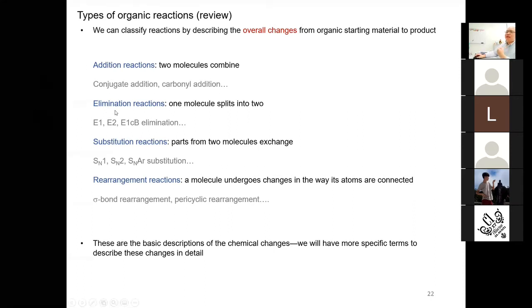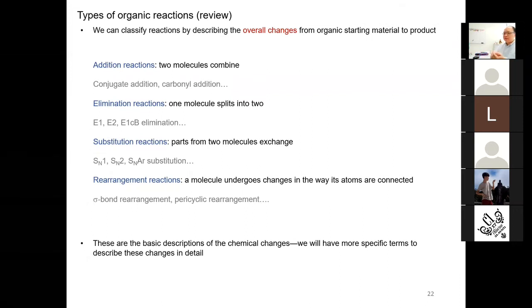Then the second one, elimination, is the opposite of addition. At the starting point, you have one molecule. At the end, you have two. Then substitution: parts from two molecules exchange. For inorganic substitution reactions, for example, sodium hydroxide reacts with hydrochloric acid to form sodium chloride, a salt. Parts exchange. In organic chemistry, we also have this concept.